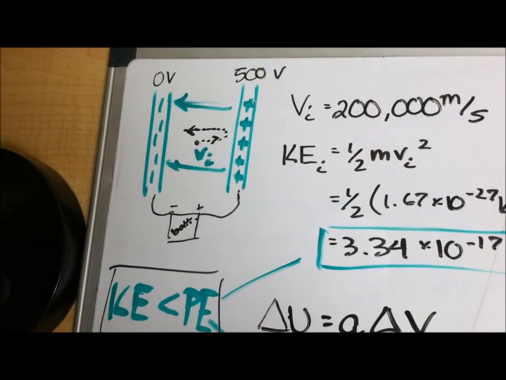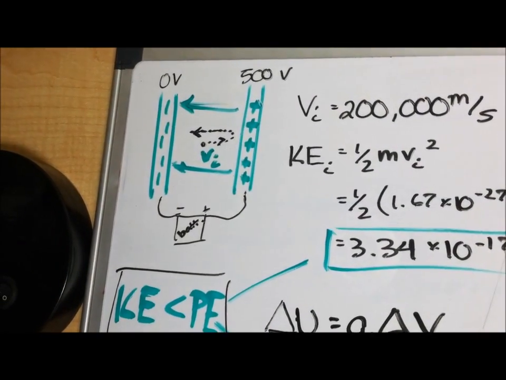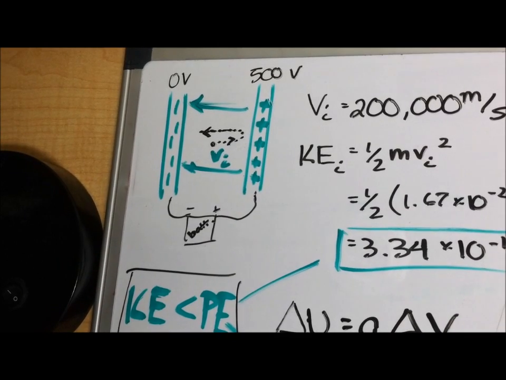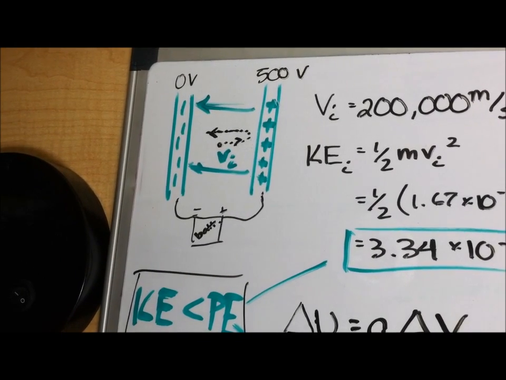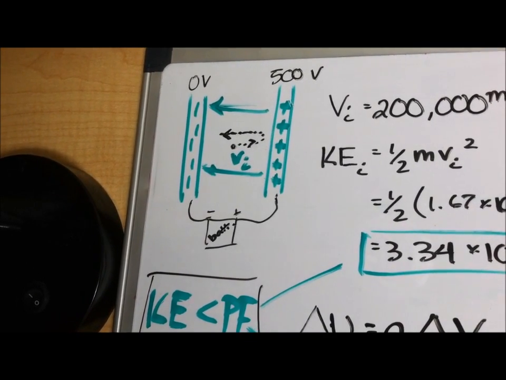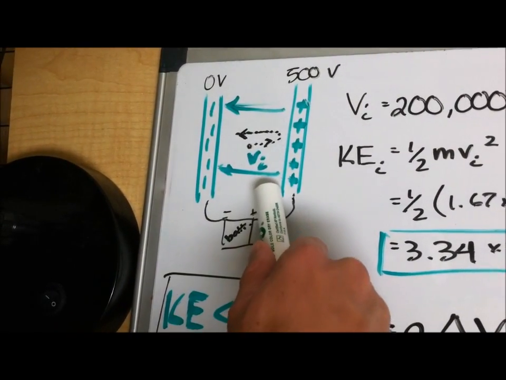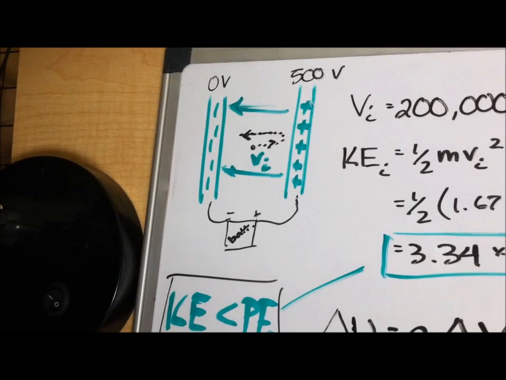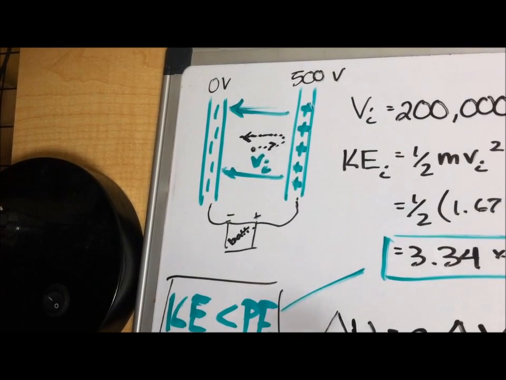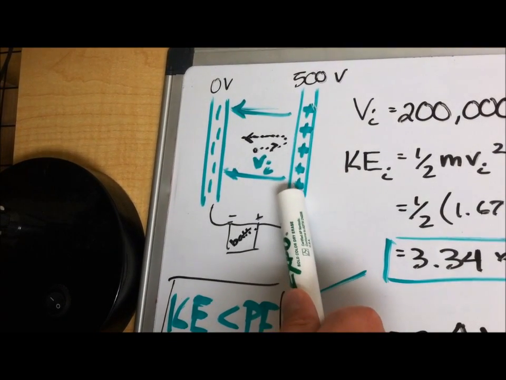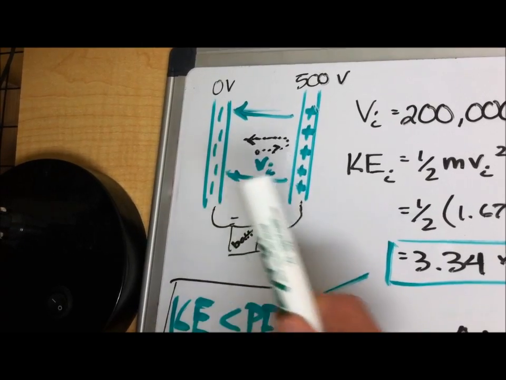Hey guys, we've got chapter 29, number 45 here, in which we're given a picture where a proton is being fired with a speed of 200,000 meters per second from the midpoint of the capacitor towards the positive plate. So it's going right initially. Part A asks us to show that it has insufficient speed to reach this positive plate, and it's going to go back towards that negative plate.